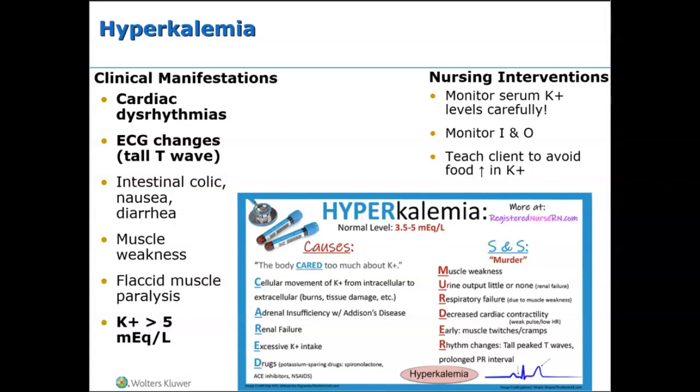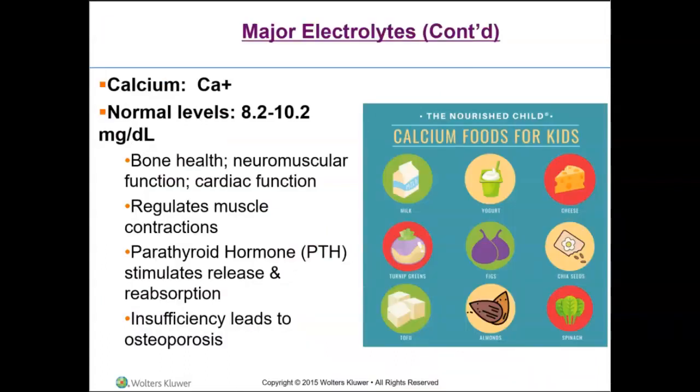As a nurse, you will monitor these lab values. You're going to monitor the cardiac status, and you're going to instruct the patient to avoid foods that are high in potassium, right? And foods high in potassium: baked potatoes with the skin, bananas, avocados, a long list, right?